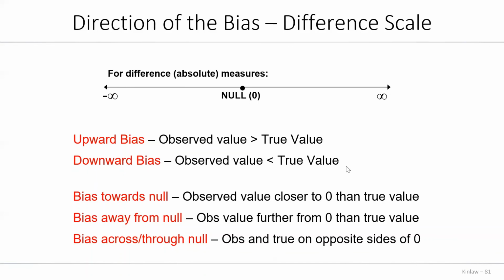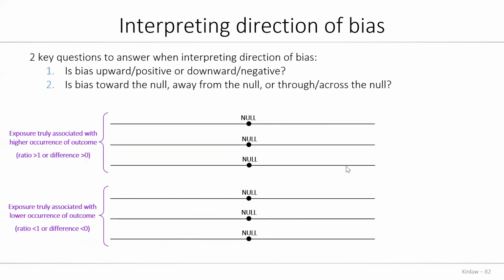If they're the same, then there's a null association and the quotient is 1. This slide shows the same concepts, but on the difference scale. Here, the null value for a difference measure is 0 because the outcome occurrence in one group is subtracted from the outcome occurrence in another group. So like I said, there are two key questions to answer when interpreting direction of bias. First, is it upward or downward? Second, is it toward, away from, or through the null?